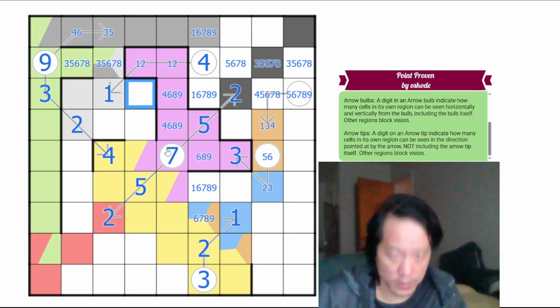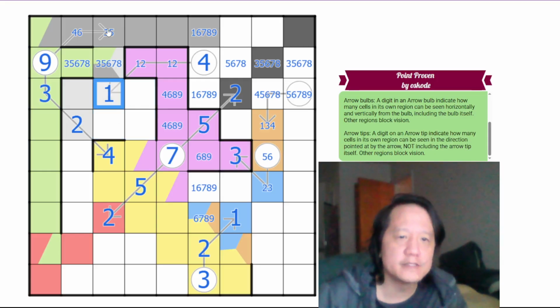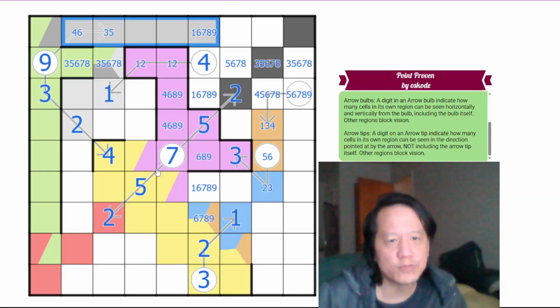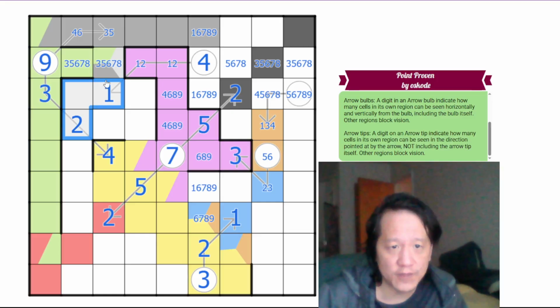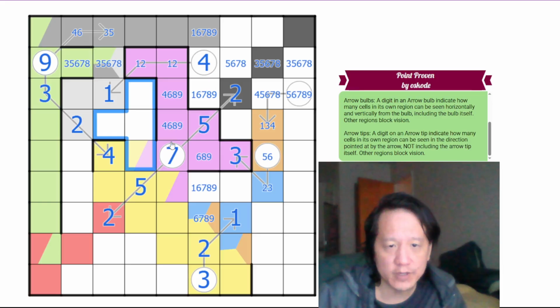This can't be yellow. It cannot be pink. It cannot be some other region. Aha. So light and medium cannot be the same region. Because this cell, if they are the same region, what region is this part of? It can't be part of any region. It's blocked by pink and it's blocked by yellow. So these have to be light. So that's guaranteed.